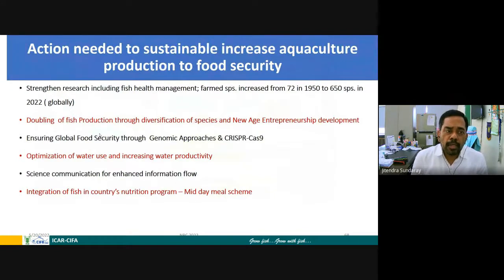So what needs to be done actually? We have to strengthen our research into fish health management, doubling fish production through diversification of species, new age entrepreneurship, global food security, genomic approach, fish CRISPR-Cas9, optimization of water use and increasing water productivity, science communication, which I told you in the morning session, we need to communicate very frequently. Then integration of fish in the country's nutrition program, that's what we need to scale.